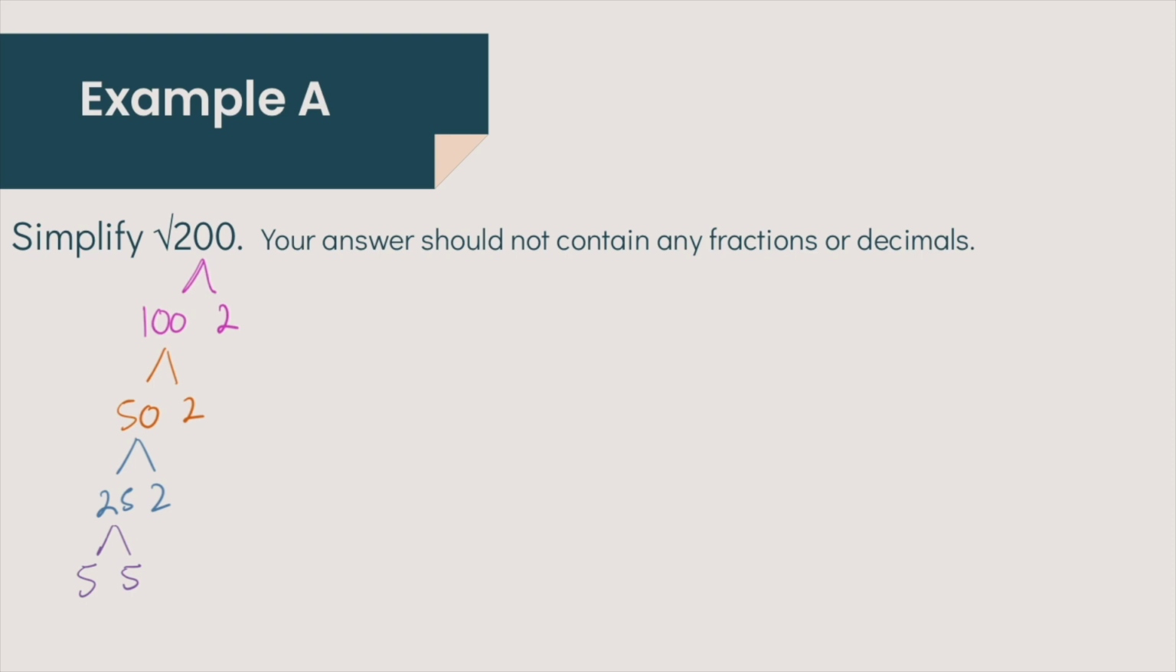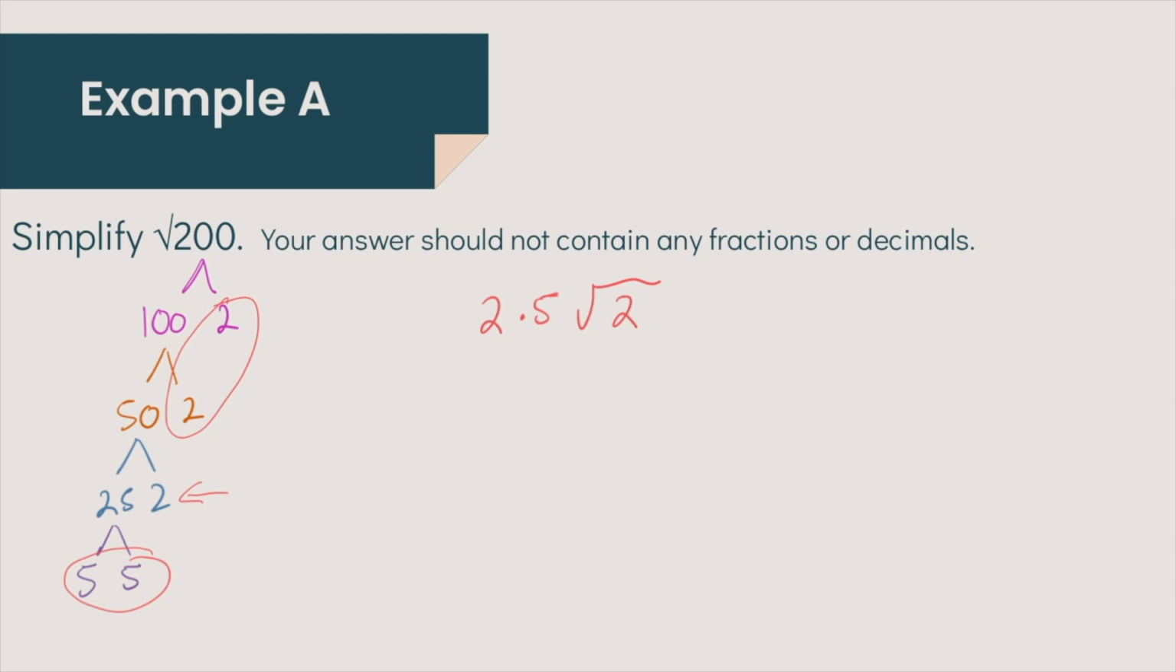So now I'm going to look for groups of 2. So I've got a group of 2 here, and I've got a group of 5 here. So I'm going to pull out the 2 and the 5. So 2 times 5 on the outside of the radical, because they have friends, they were able to go outside together. This 2, however, is left by itself, so it's going to stay inside the radical because it did not have a friend to go outside with.